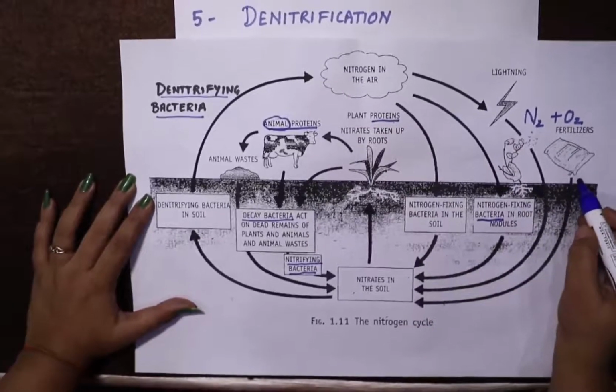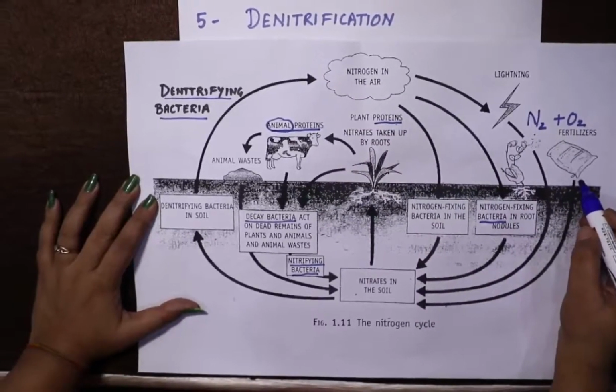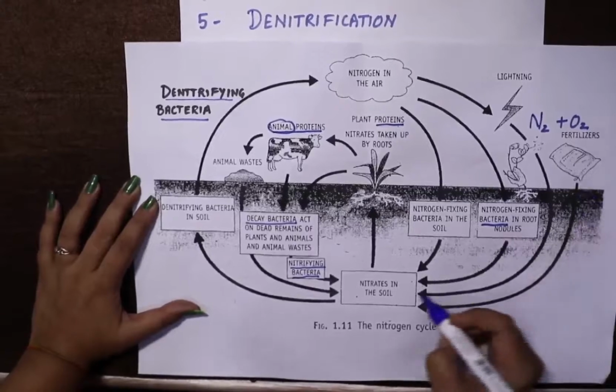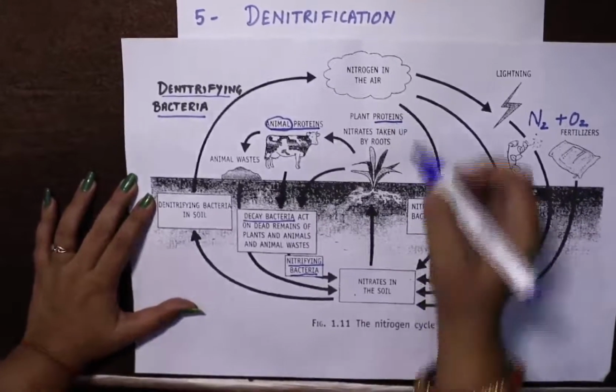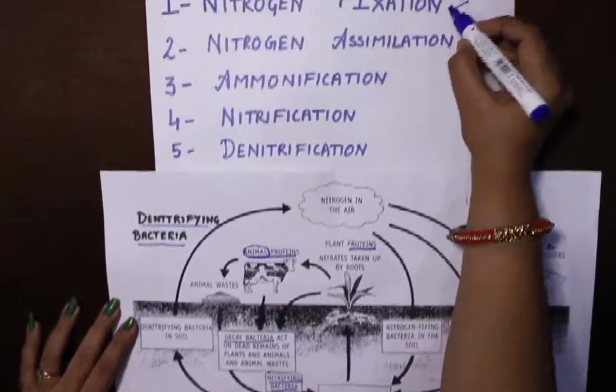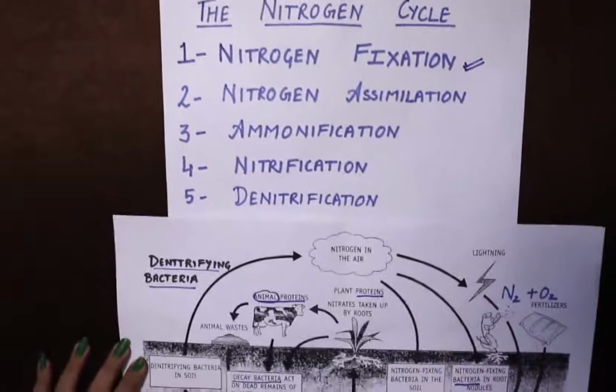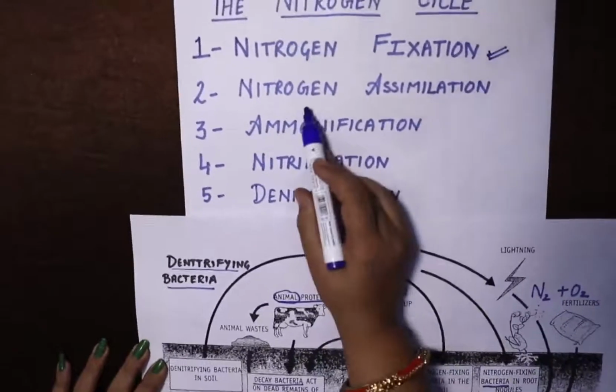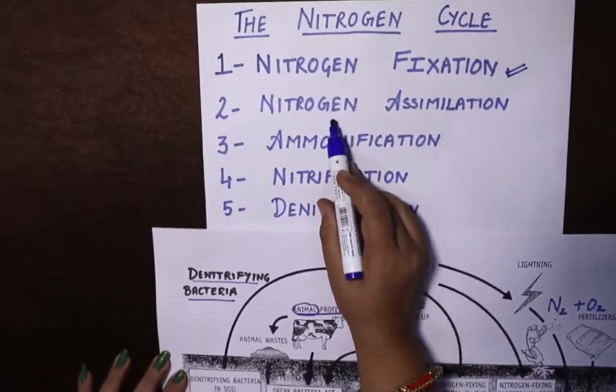The fourth step is by adding fertilizers. By adding fertilizers, we can also get nitrate compounds. So all these steps are included under nitrogen fixation. The second step was nitrogen assimilation.